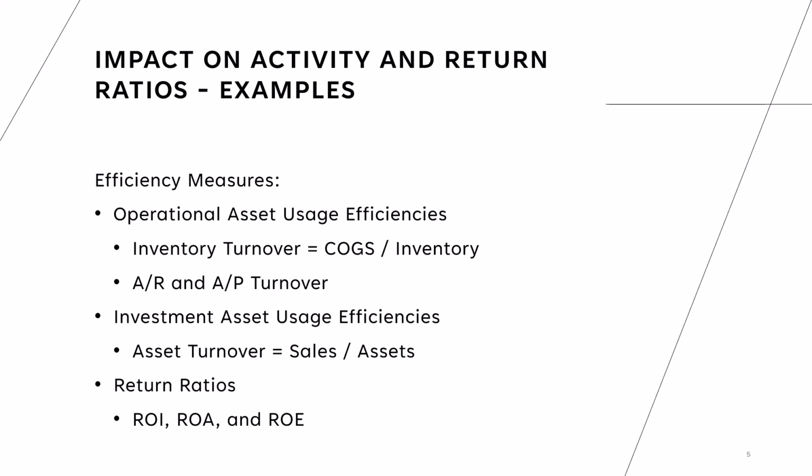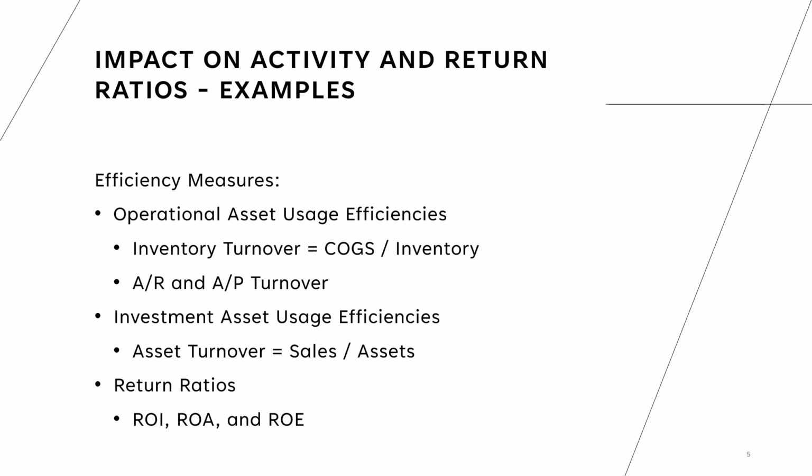Let's talk about the impact on activity and return ratios. We know the activity ratios. Some of the typical activity ratios measure operational asset usage efficiency, for example inventory turnover, accounts receivable turnover, and accounts payable turnover. The other type of efficiency measure is investment asset usage efficiency, and one example is asset turnover. For the return ratios, typically we have three measures: ROI, ROA, and ROE.